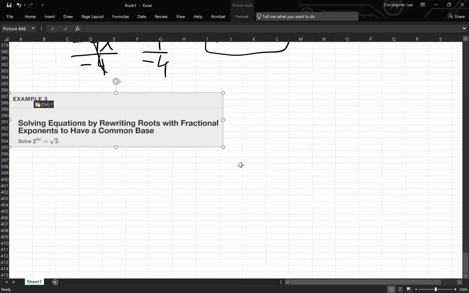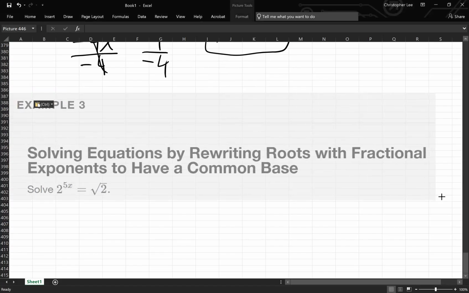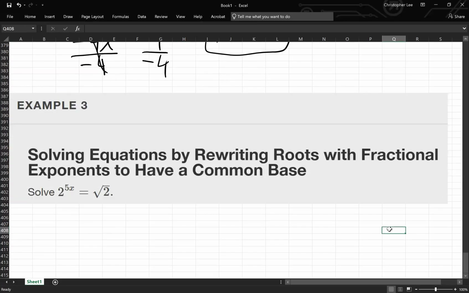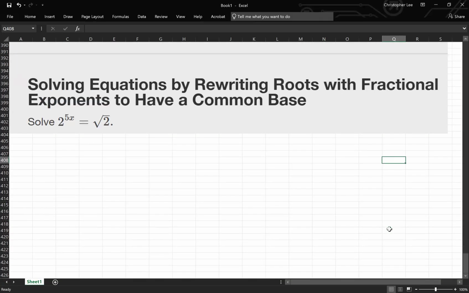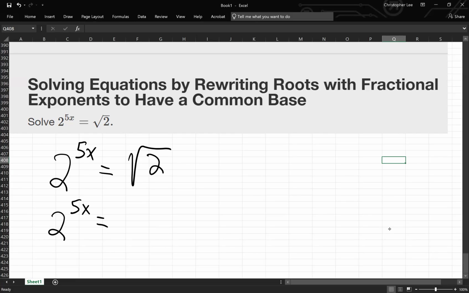So we'll be solving equations by rewriting roots with fractional exponents to have common bases, right? So this becomes what? 2 to the 5x power is equal to square root 2. You can rewrite the square root as what? 1/2, right? So this becomes 2 to the 5x is equal to 2 to the half power. After that, they're the same base, set them equal to each other, right? So this becomes what? 5x is equal to 1/2.